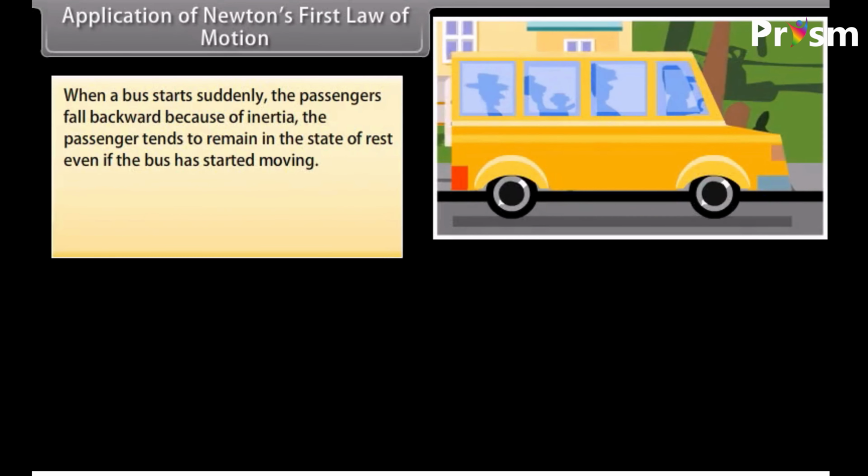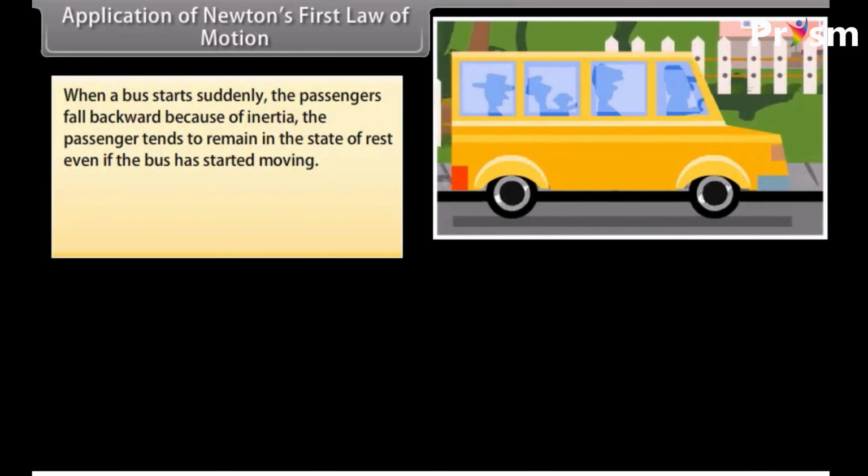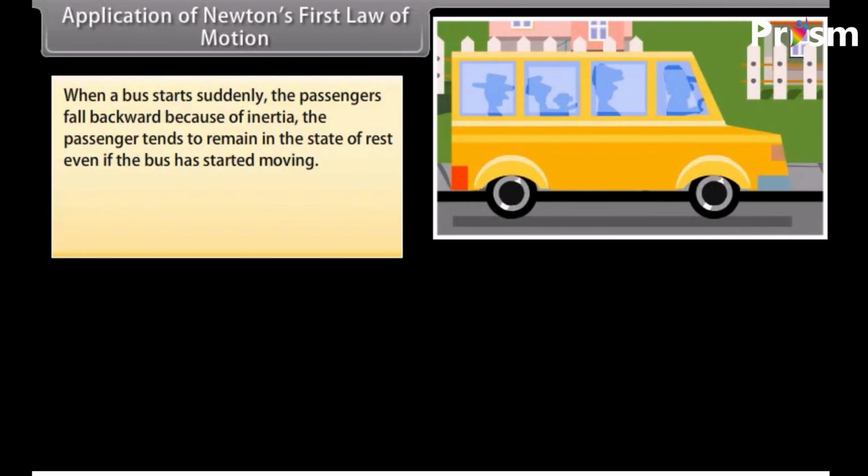Application of Newton's first law of motion. When a bus starts suddenly, the passengers fall backward because of inertia. The passenger tends to remain in the state of rest even if the bus has started moving.